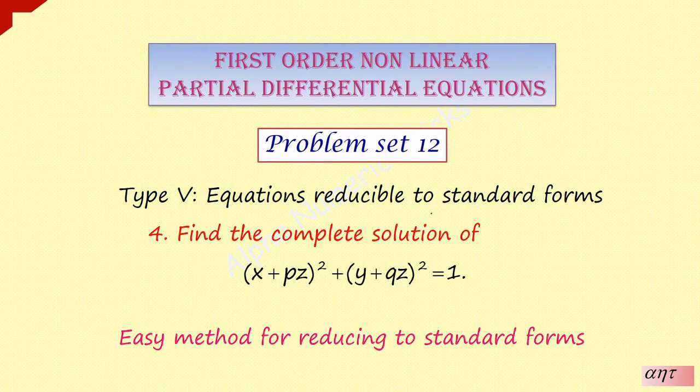We have already seen three problems under this type. Next we will see the next problem. Find the complete solution of (x + pz)² + (y + qz)² = 1. In the last three problems, we had to find the complete integral, singular integral as well as general integral, whereas here you are asked to find the complete solution alone. So just find out the complete solution. Now we will see how to get the answer for this problem.